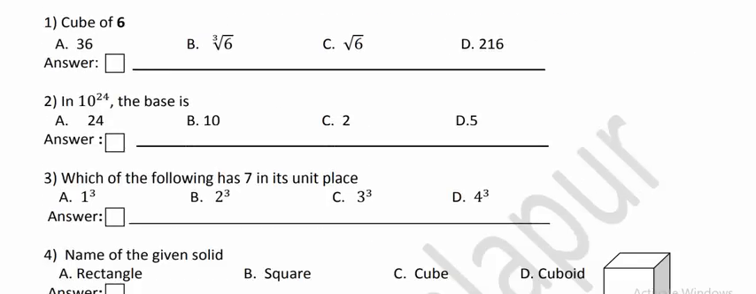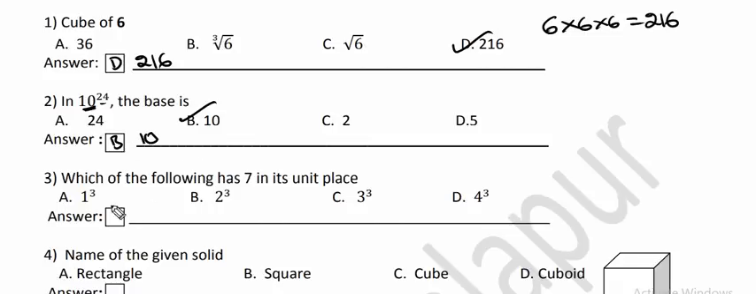So the first question is cube of 6. Here we have to find out the cube of 6. That means for finding the cube of any number, we have to multiply that number 3 times. That means 6 into 6 into 6. 6 sixes are 36, 36 sixes are 216. Therefore, option D is the correct answer. That gives you 216. And in 10 to the power of 24, they asked for the base. The base is 10. So therefore, option B, 10 is the correct answer.